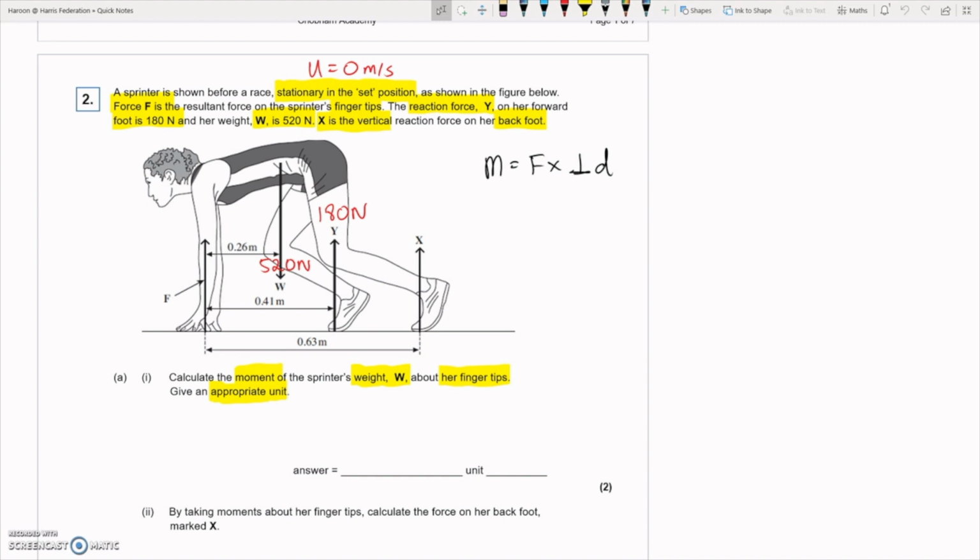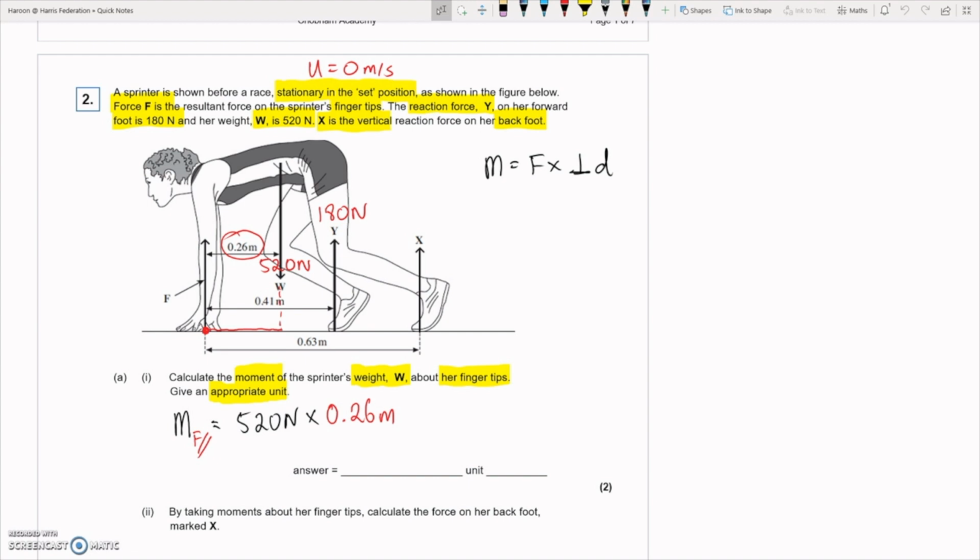In this question, it's saying calculate the moment of the sprinter's weight. So I know the F, which is the weight in this case, so that is going to be 520. And about her fingertips, so that means that my pivot point is the fingertips in this case. And if I go perpendicular distance there and then up, that distance there I can see is 0.26 meters. So this will be 0.26 meters. And I'll just put here F because I've taken moments about F.